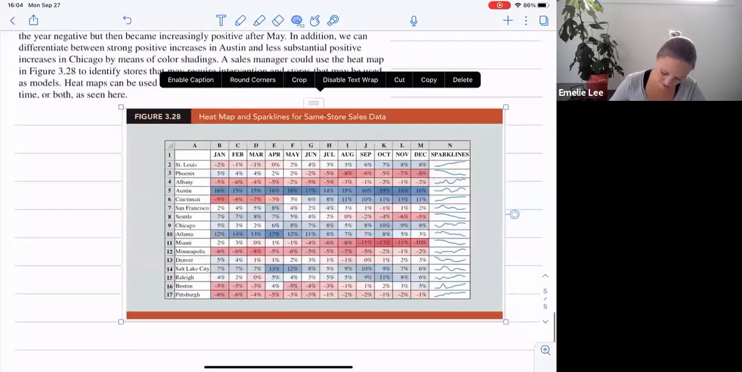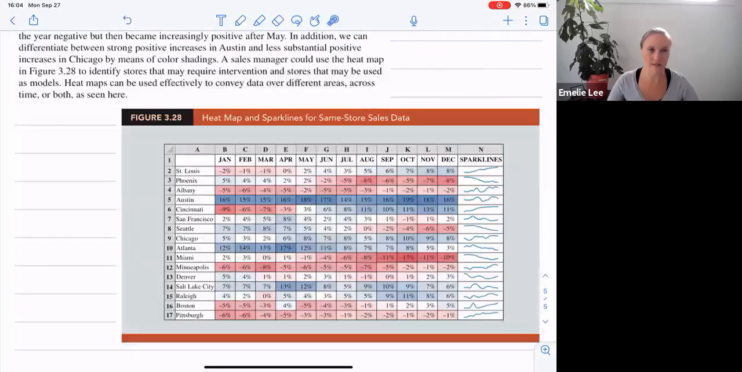So here, they've done this crazy summary where we have what they call same store sales data. I don't know what it is, it doesn't matter, it's sales data. And so we're talking about St. Louis, Phoenix, Albany, Austin. Isn't that like a song? Phoenix, Albany, Austin, Cincinnati, San Francisco, Seattle, Chicago, Atlanta. It could be a song.